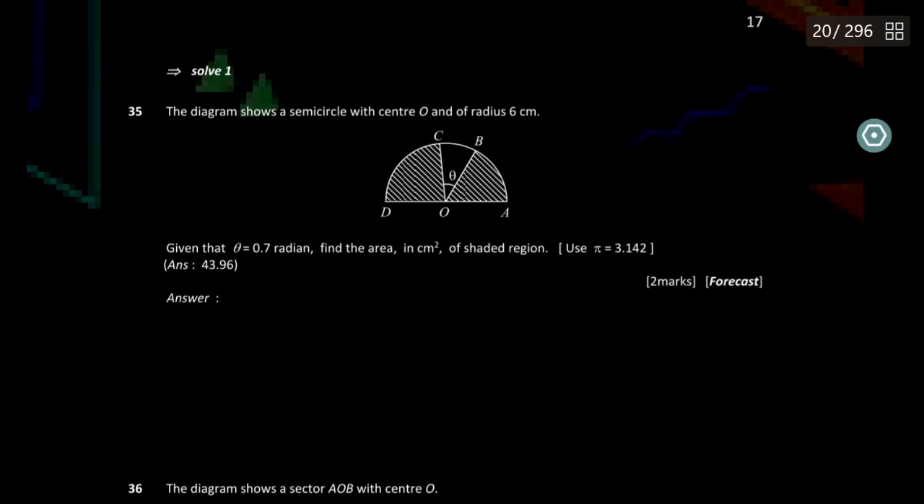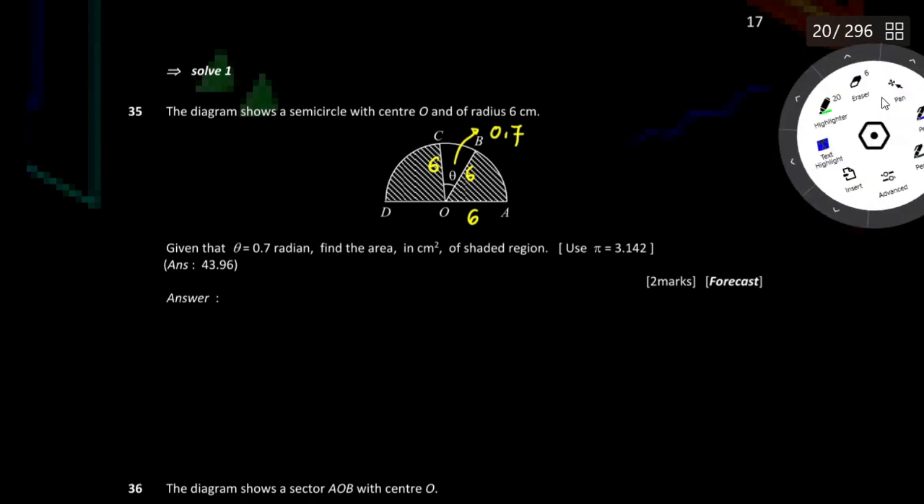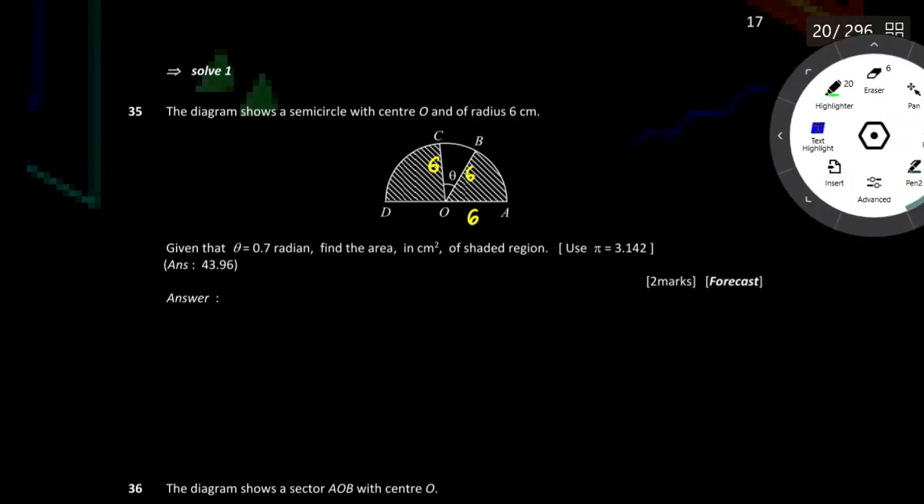Given that theta is 0.7 radian, find the area of the shaded region. Also we have radius is 6. So what other information do we have here? This is 6. Theta is 0.7 inside here. So that means, can we find the arc length for CB? Hold on. This one is your theta.